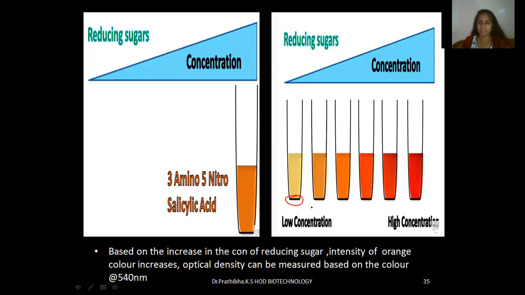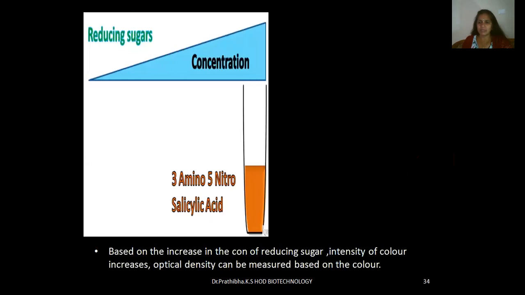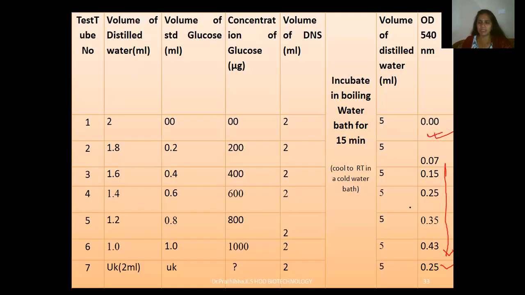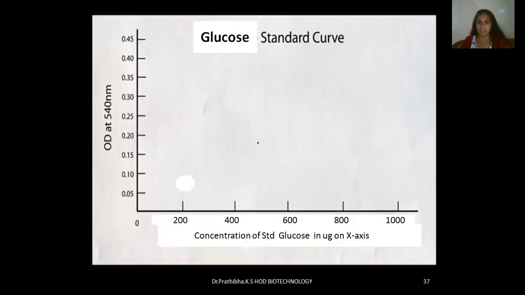But as and when you see the second, third and fourth test tube, we can see the increase in color development. The increase in color development, the optical density, can be measured at 540 nanometer. So what standard graph did we get here? From the second test tube up to the sixth test tube, we are going to plot the standard curve, or standard straight line. By using the standard curve, we are going to find the unknown concentration.